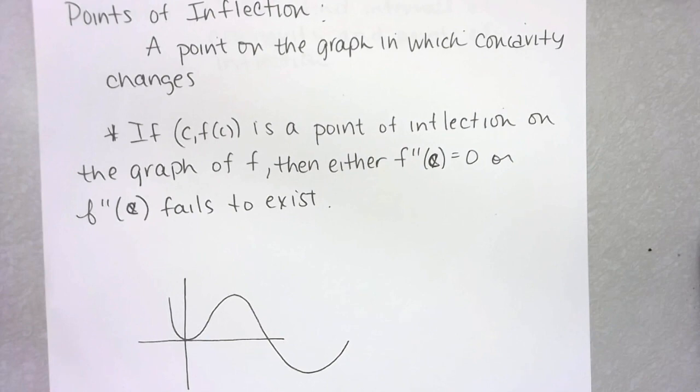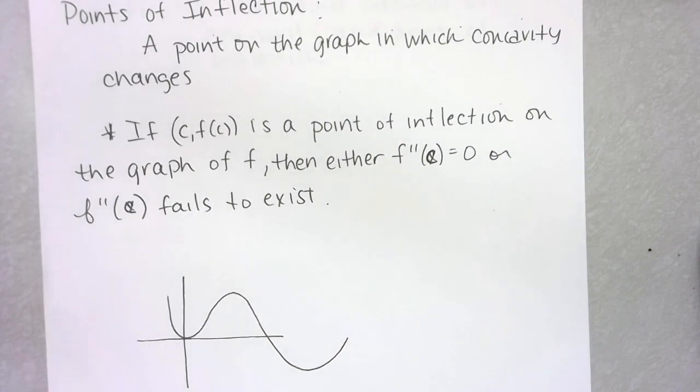So when I'm looking at my second derivative and assuming that it's continuous there, then any place that my second derivative changes sign is a point of inflection, and I don't even have to worry about which direction. It goes from positive to negative, it goes from negative to positive, it's a point of inflection. So I have this picture here.